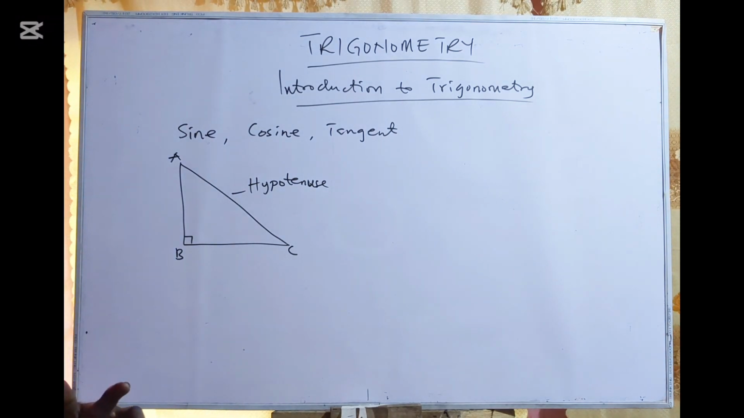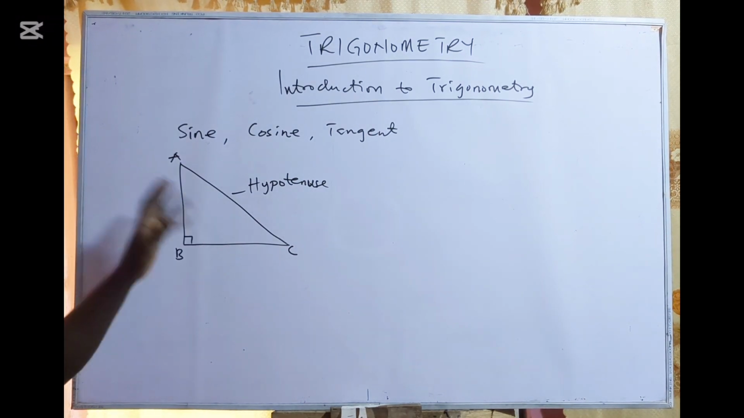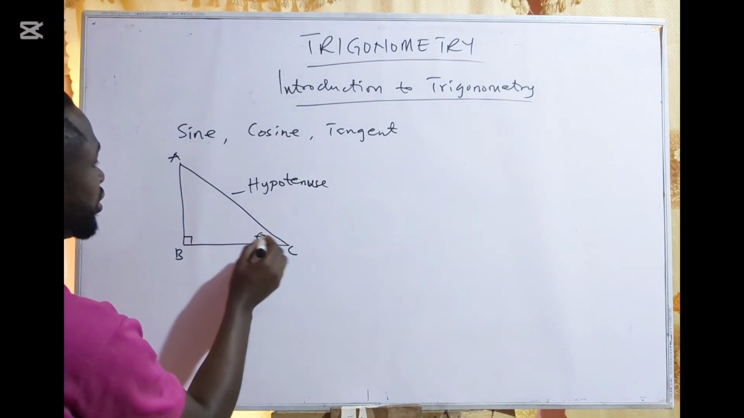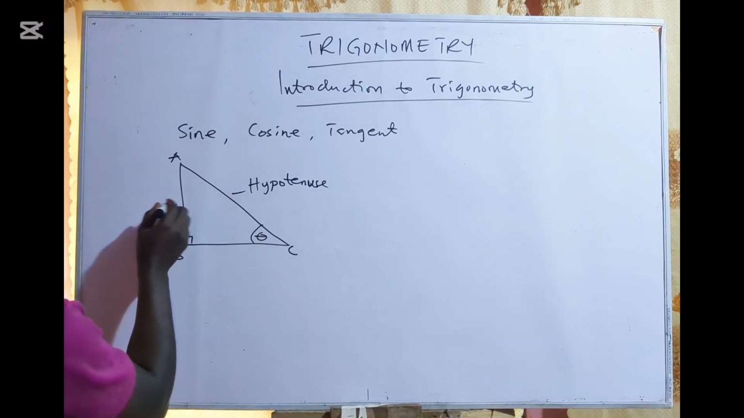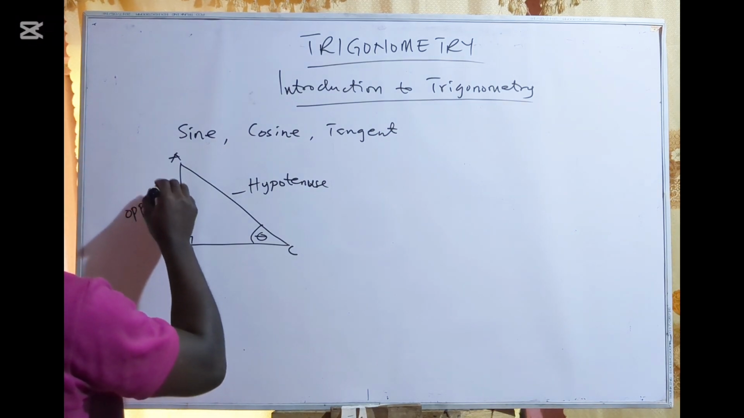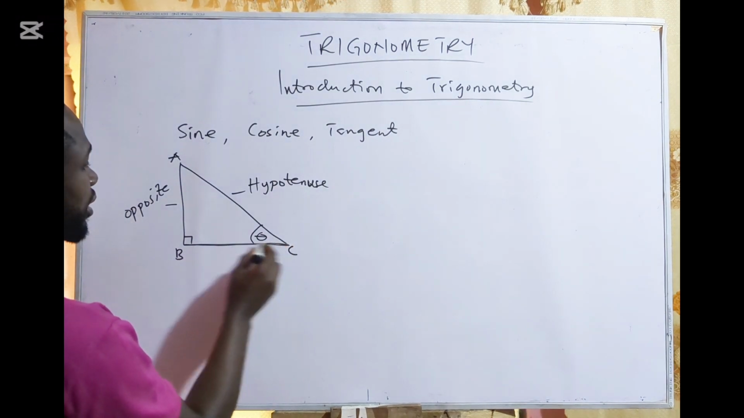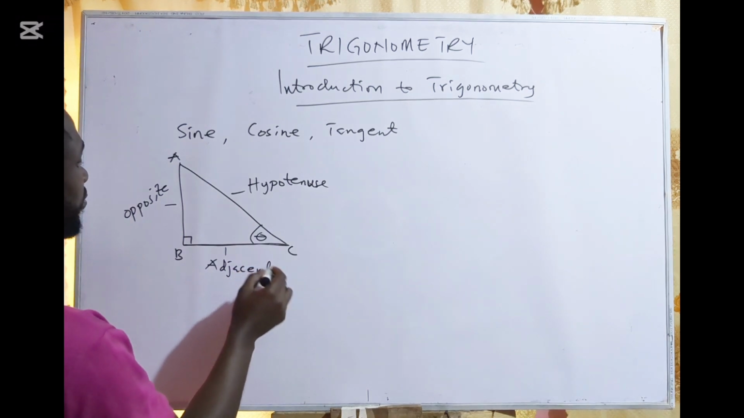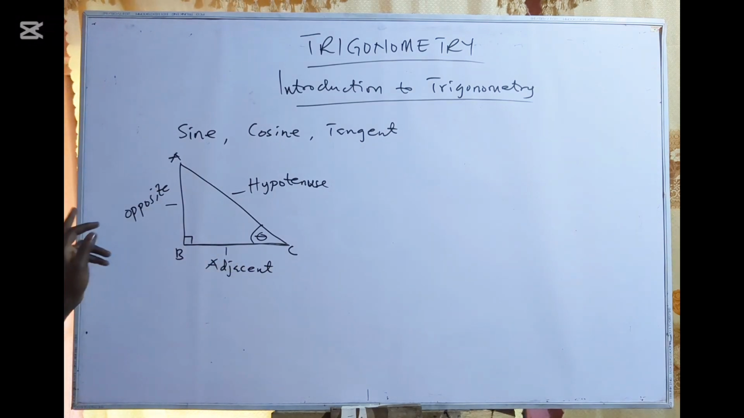It is not constant that this side is the opposite and this side is the adjacent, or the other way round. It depends on the angle you are considering and where it is positioned. Let's say I'm considering angle theta and theta is positioned here. Then theta faces this side, so this side we call the opposite. And theta is close to this particular side, so this side is called the adjacent. So this is my adjacent, this is my opposite.